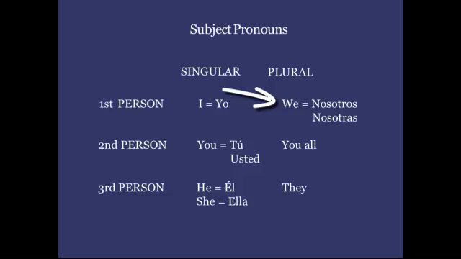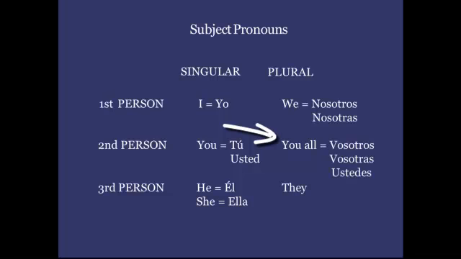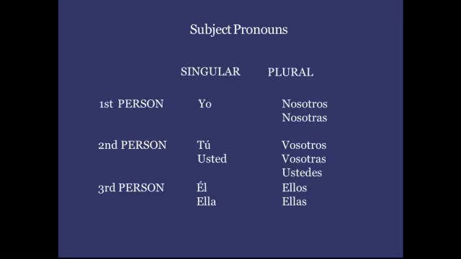Nosotros and nosotras are the two different ways to say we in Spanish. Can you believe that there are actually three different ways to say you all? There is vosotros, vosotras, and ustedes. Again, we'll talk about the differences in a few moments. Finally, the Spanish words for they are ellos and ellas. Here's a summary chart with all the Spanish words together. Now, let's focus on each of the words individually.